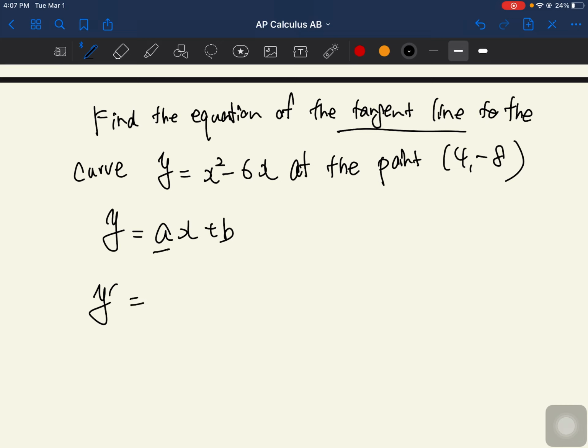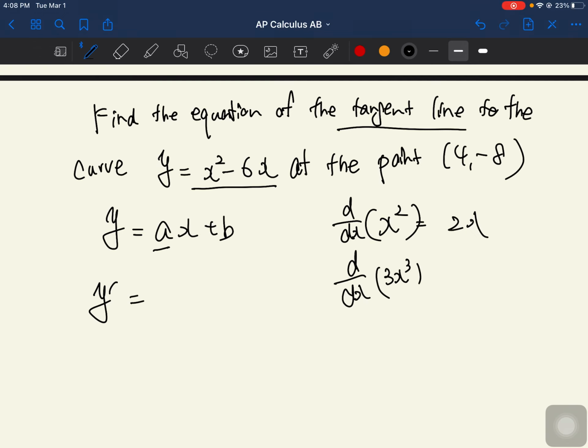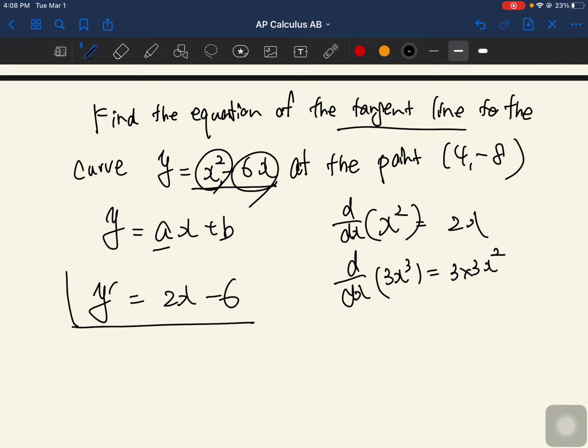To find the slope, you need the derivative of y, y prime. Do you remember how to find y prime? You can use the power rule. For example, the derivative of x squared is going to be 2x, and the derivative of, for example, 3x cubed is going to be 3 times 3x squared. If you're not sure about the power rule, please watch my previous video where I explained it. So in this case, the derivative of x squared is 2x, and the derivative of this one is negative 6.